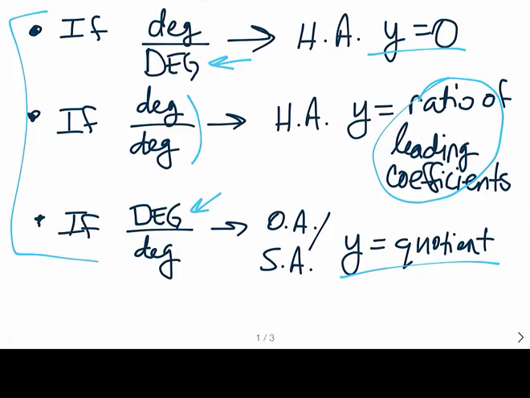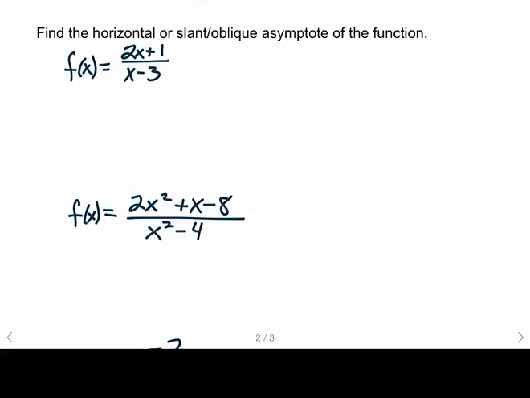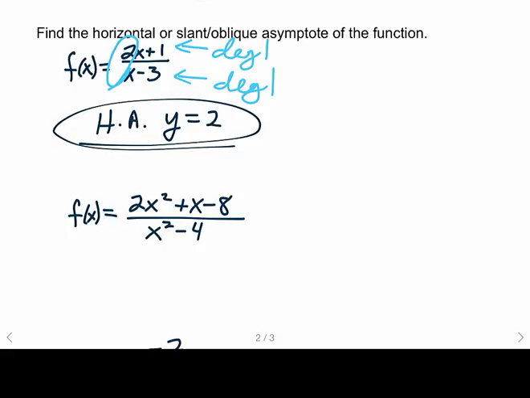Now to our examples. For our first example, find the horizontal or slant oblique asymptote of the function f of x is equal to 2x plus 1 over x minus 3. The numerator is degree 1. The denominator is degree 1. Because those numbers match, we're going to look at the ratio of leading coefficients. 2x plus 1 the numerator, 1x minus 3 if you will the denominator. So here we have a horizontal asymptote of y equals 2. Yep, that's it. Don't worry, it all comes together in another video.